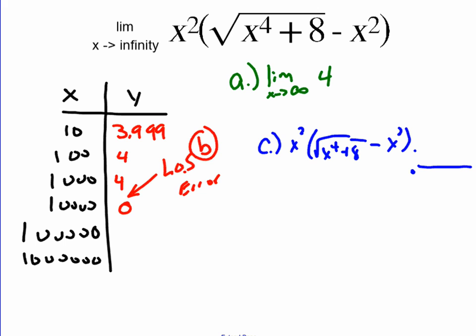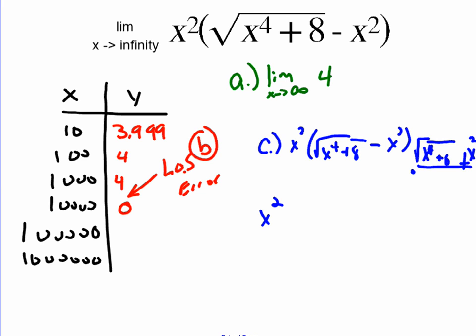So we're going to go ahead and multiply by the square root of x to the 4th plus 8. Sorry, I'm running out of room. x to the 4th plus 8. And then for our conjugate, we're going to change the sign in between the first term and the second term. So that becomes the square root of x to the 4th plus 8 plus x squared. So we multiply these things out. x squared is going to come along for the ride.